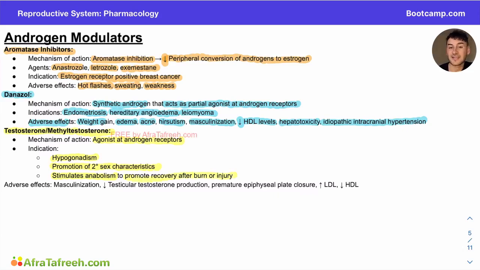Now, in terms of some side effects, it's going to be very similar to danazol. We're going to see masculinization. We're going to have decreased testicular testosterone production because this exogenous hormone is doing the job of the testicles for them. And then we can see premature epiphyseal plate closure in our young patients, increased LDL, as well as decreased HDL. So this is the wrap up of our agents that are all going to cause agonism of androgenic effects.